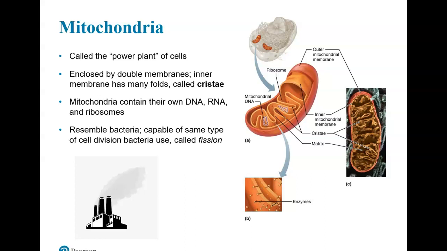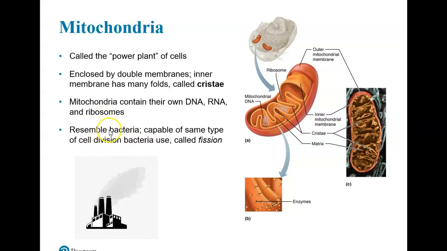We're going to start with the mitochondria, which is known as the power plant of the cell because this is where ATP is generated. Within the mitochondria, you're going to see structures called cristae, which are membranes found within the mitochondria that are folded in a very compressed position. Mitochondria also contain their own DNA as well as RNA and ribosomes.